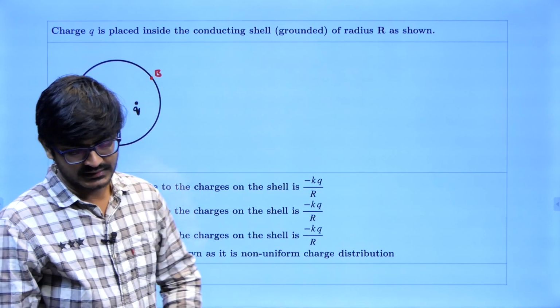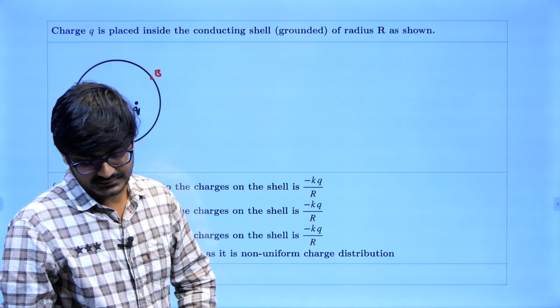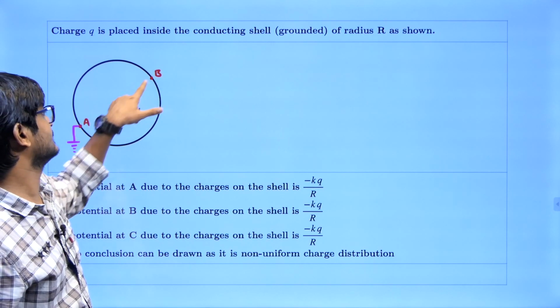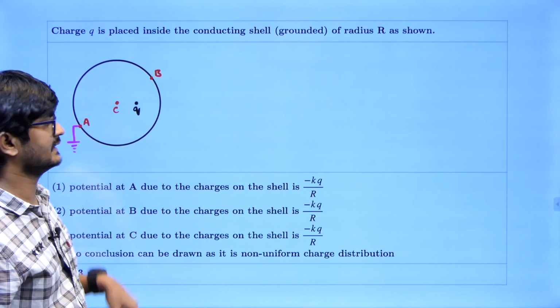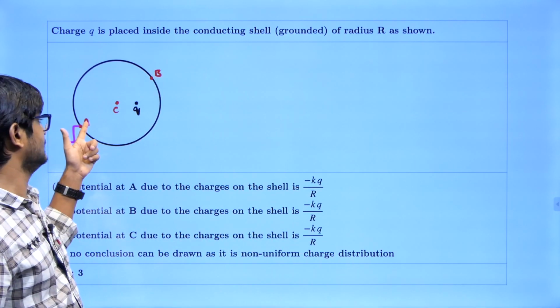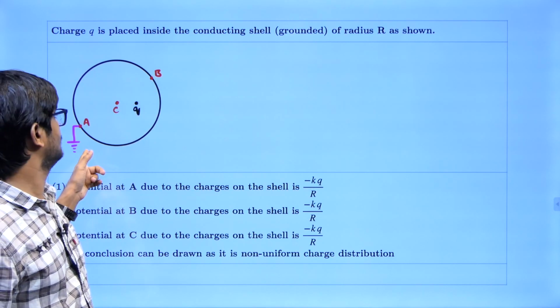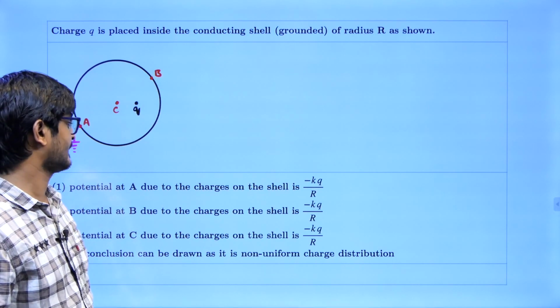Going to the next question, a charge Q is placed inside the conducting shell of radius R as shown. I think so, this C is center, this B is this circumference, this A is this circumference, and it is grounded here. Now the important thing is when a conductor is grounded, its potential will be 0. The meaning is, the conductor's potential at every point will be same, right? So this potential A and this potential B will be same.